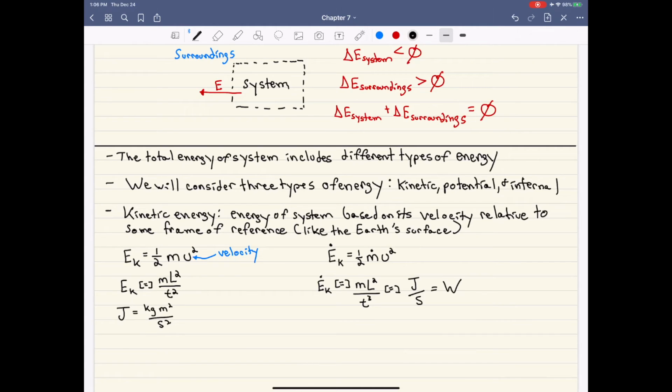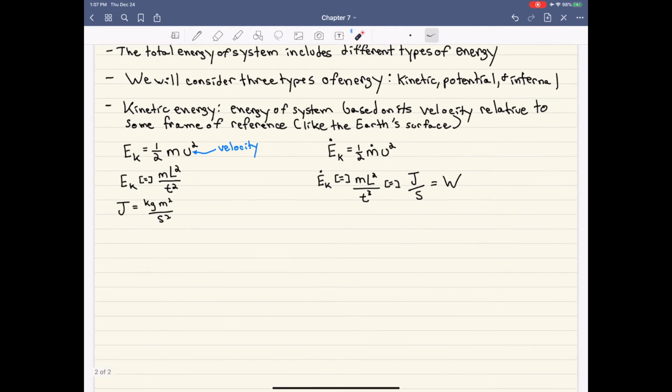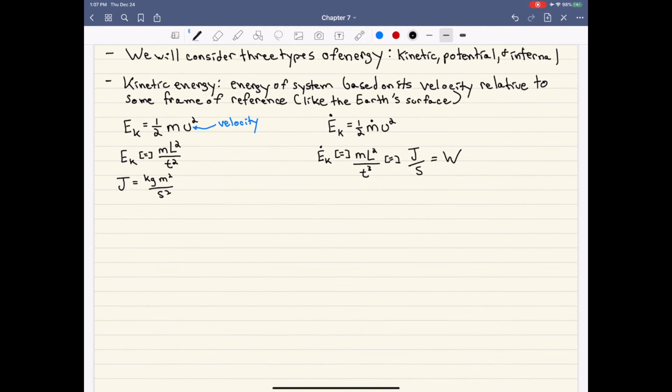All right, and so, as you remember from Physics 1, a watt is a unit of power. And so, when I say we end up with a kinetic energy rate here, anytime we're dealing with energy rates, we're talking about power. Okay? All right, and so this is kinetic energy. You calculate it using formulas you've seen before, or similar formulas. Okay? All right, the next thing we'll talk about is potential energy.